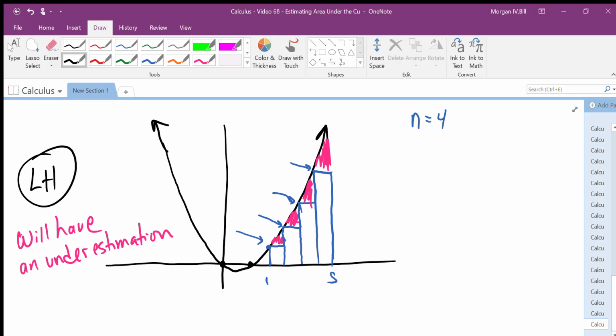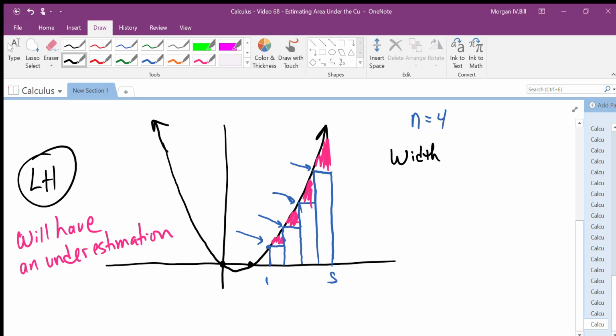Okay, so the n is 4 rectangles, and I need 2 things. I need the width of each rectangle, and I need the height of each rectangle, and I have arrows pointing there to the heights. Let's start though with the width.